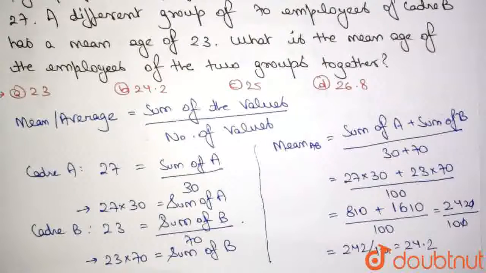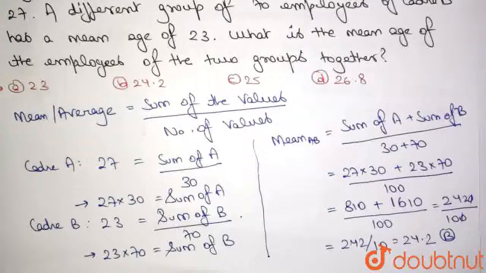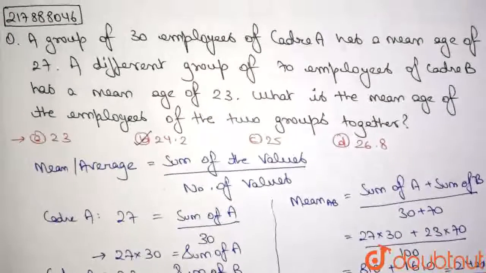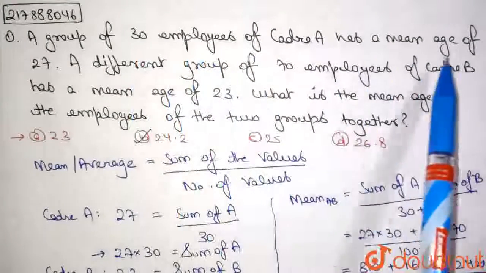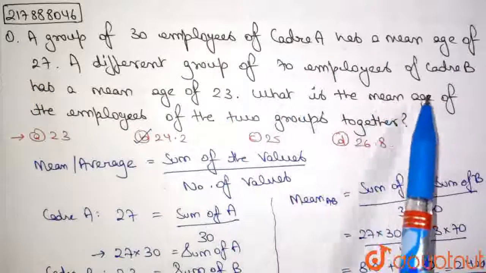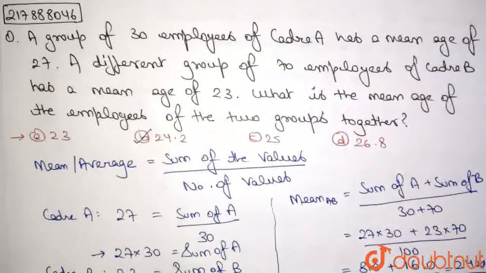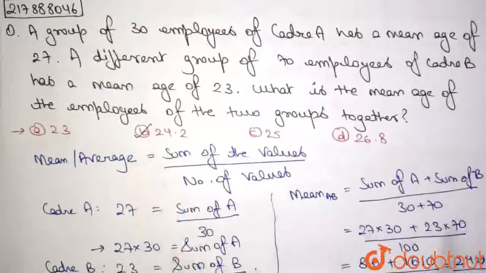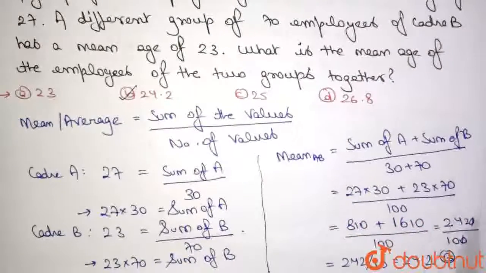So if we compare with the options, we see that this matches with option B. So we say that the correct answer to this particular question is option B, which is 24.2, the mean age of the employees of the two groups, that is Cadre A and Cadre B. So as the question stated, 30 employees of Cadre A have a mean age of 27, and for Cadre B, 70 employees have a mean age of 23. In that case, the mean age of the two groups together is 24.2, which is option B. And we obtained the answer in this way.